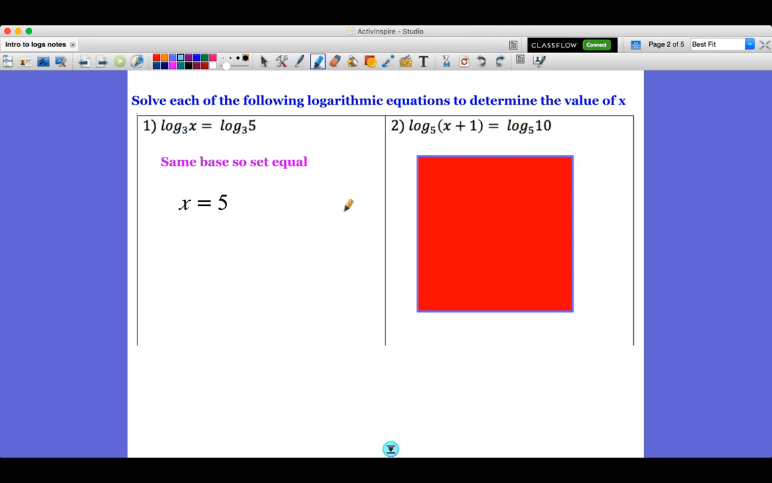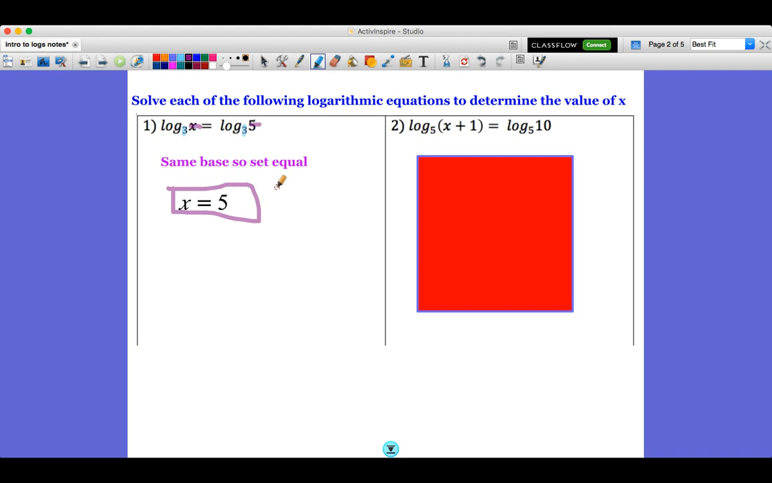So our directions say solve each of the following logarithmic equations to determine the value of x. First one says log base 3 of x is equal to log base 3 of 5. So if we look here, they have the same base. Both of our bases are 3. So we're going to be able to set that inner part, x, equal to 5. And that first one's pretty quick. Nothing to solve there. We make our equation x equals 5, tells us our answer. X has to be 5 to make that true. So if they have the same base, we set that inner part equal and we solve out our equation.